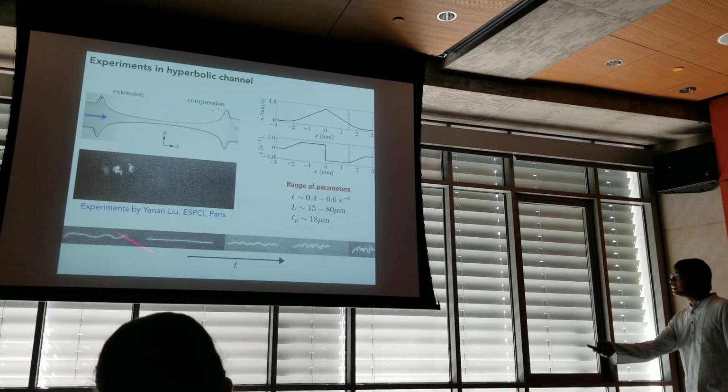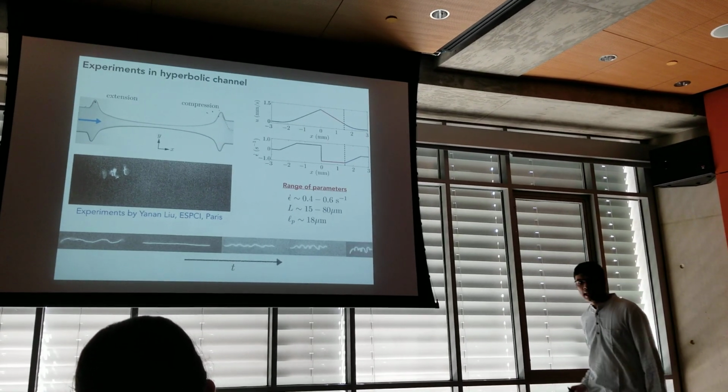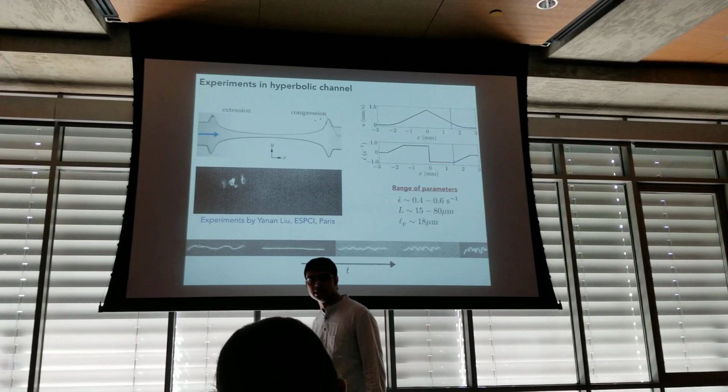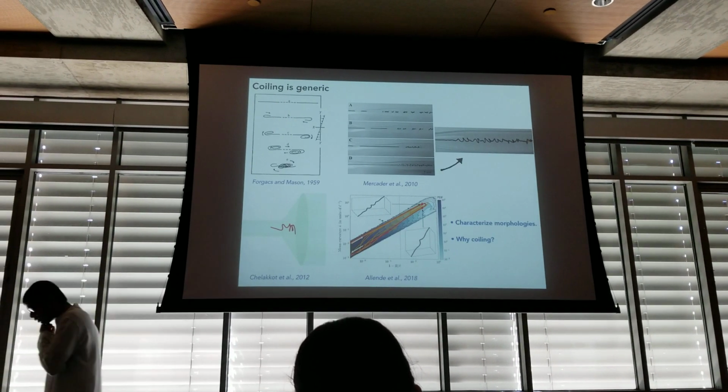Now, if you look at this conformation, or in the snapshots below, you can see that there are loops and kinks. And these kinds of loops and kinks are indicative of a three-dimensional helicoidal structure that's emerging in this problem. So I just want to take a moment now to step back and argue that coiling is actually generic.